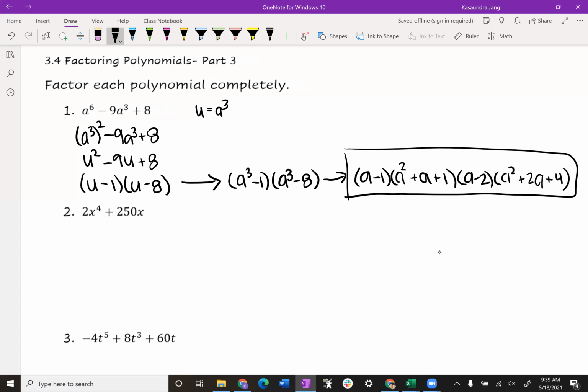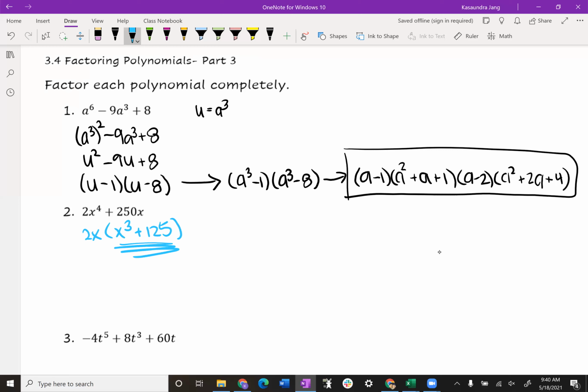So on number 2, I'm going to start with the same question. Is there a GCF? And actually on number 2, there is. I'm going to factor out a 2 out of everything. In fact, a 2x out of everything. And that gives me 2x out front. I've got an x cubed left. And 250 divided by 2 is 125. And I factored that x out.